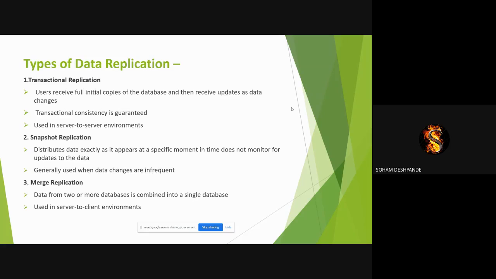The third is merge replication. Data from two or more databases is combined into a single database. Merge replication is the most complex type of replication because it allows both publisher and subscriber to independently make changes to the database. Merge replication is typically used in server-to-client environments. It allows changes to be sent from one publisher to multiple subscribers.